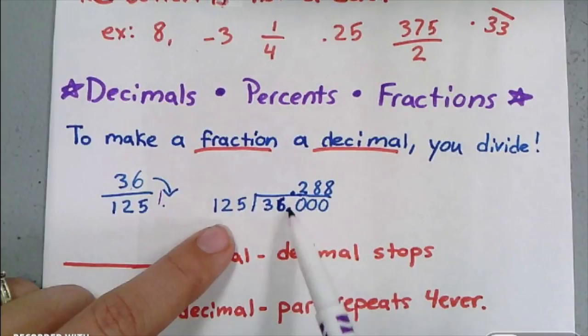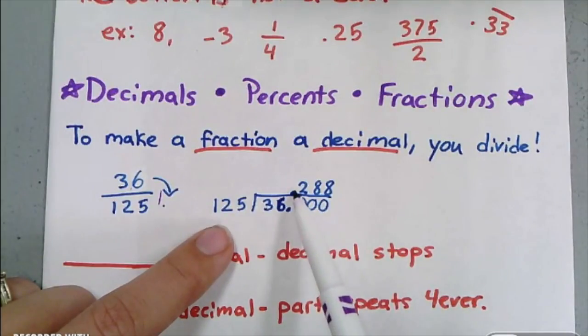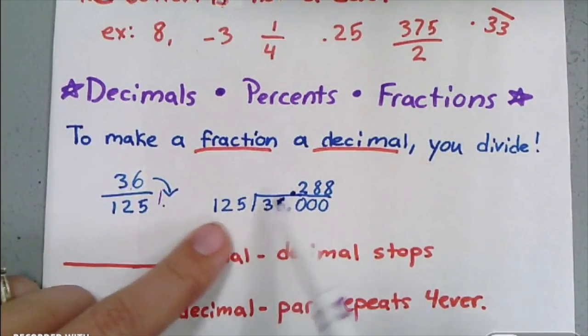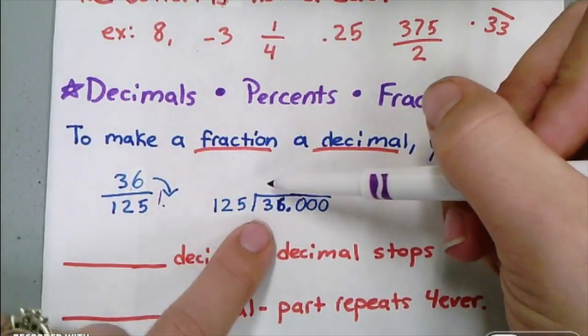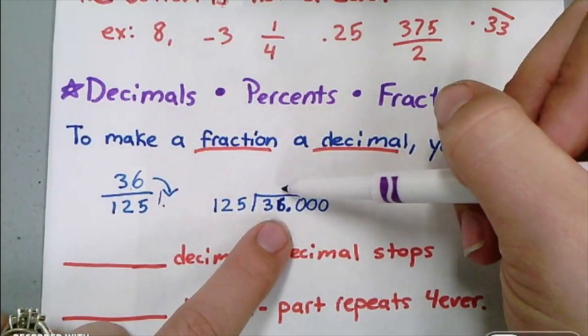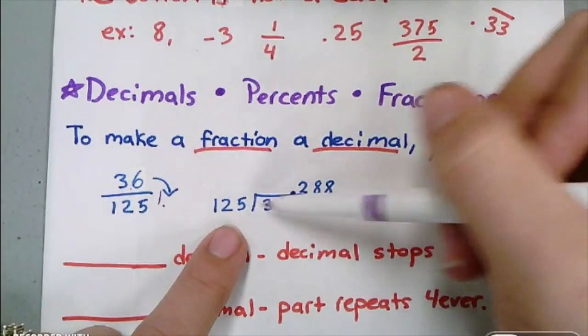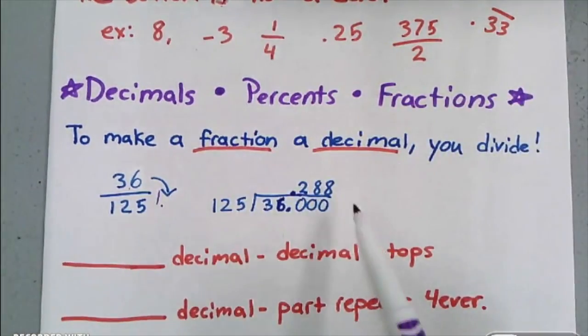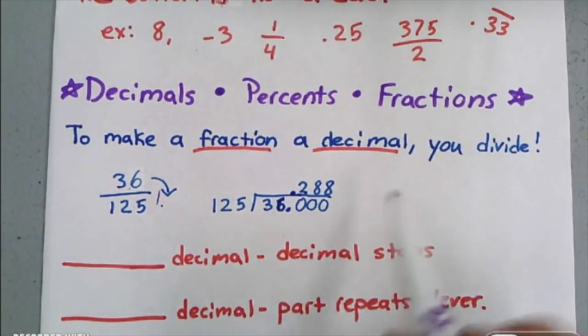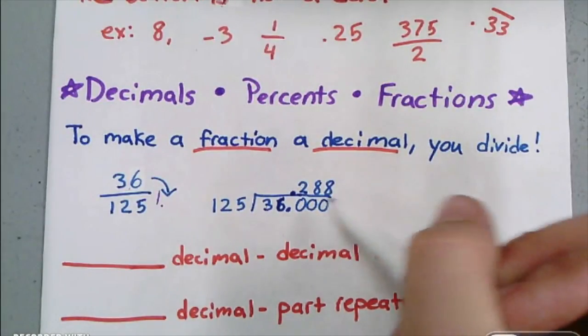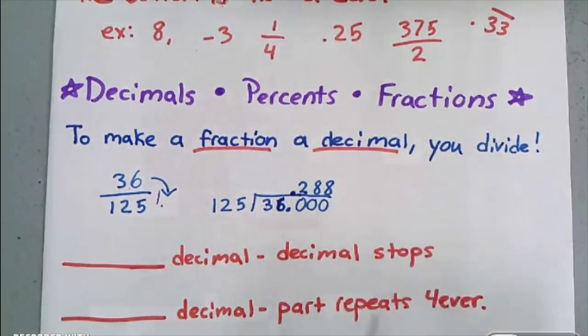So when I go to divide, I might need to annex some zeros, but I'm going to bring my decimal right up. 125 goes into 3 0 times, 6 0 times, 36 2 times, and then we have 8 and 8. So here we go. We divided it out using long division, and our answer is 0.288.